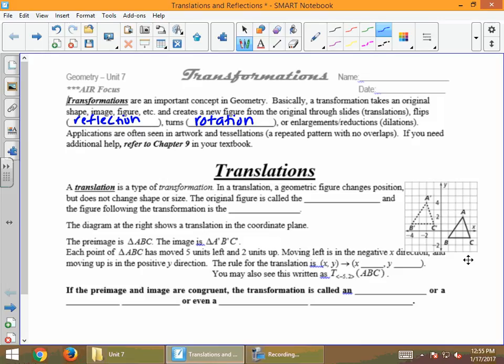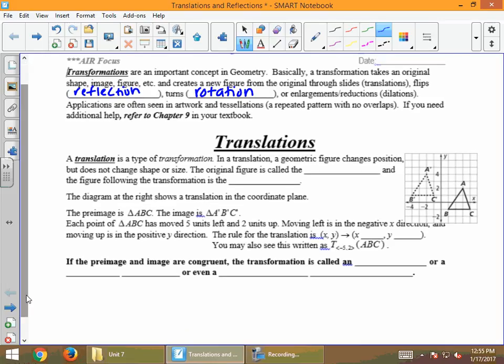The first transformation we're going to talk about is a geometric change in position. So it doesn't change the size or the shape. It literally takes one object and slides it over to another part of your grid. That's all you're doing, you're just sliding.